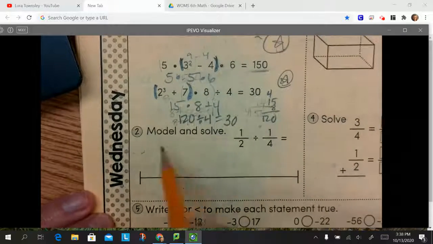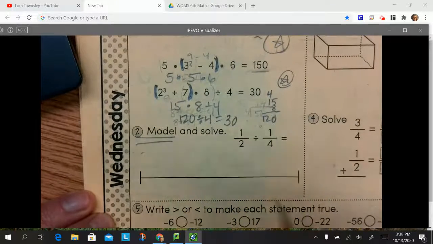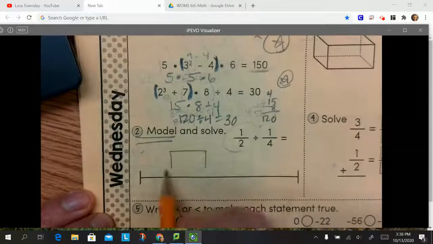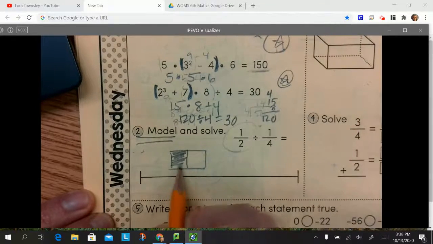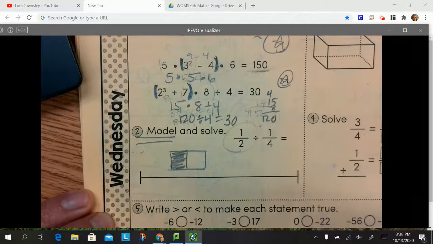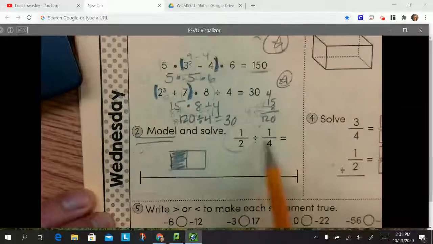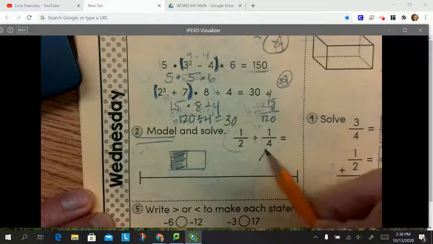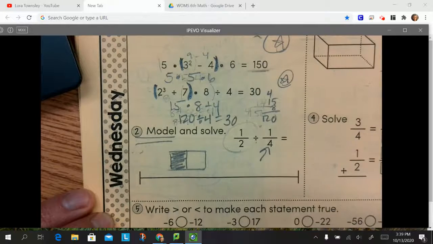Model and solve. Model means picture. If I have 1/2 of something, and they want us to break it into as many 1/4 as you can. You want to break it up into as many 1/4 as you can.